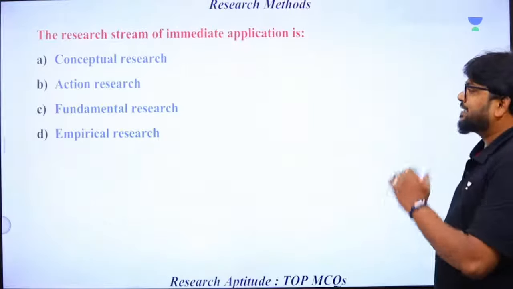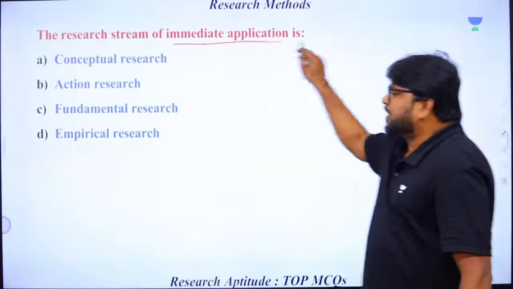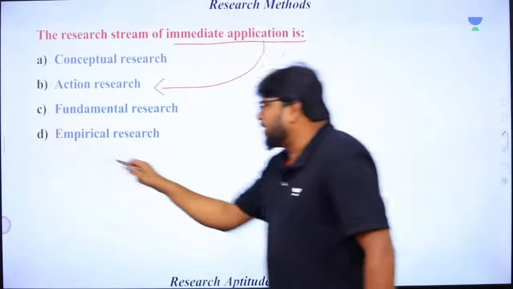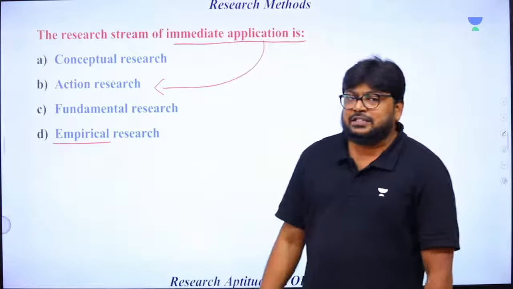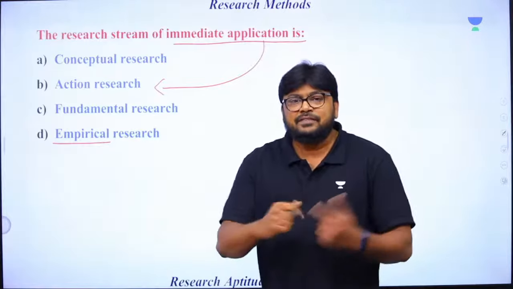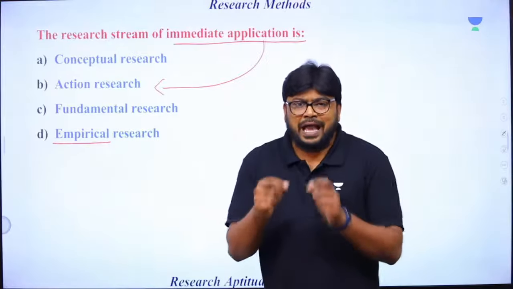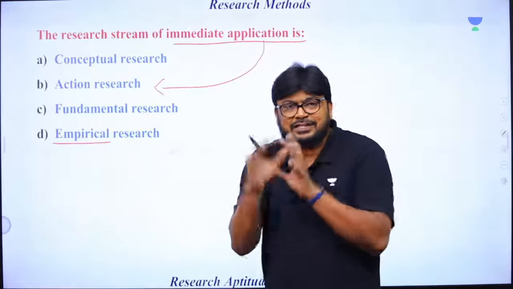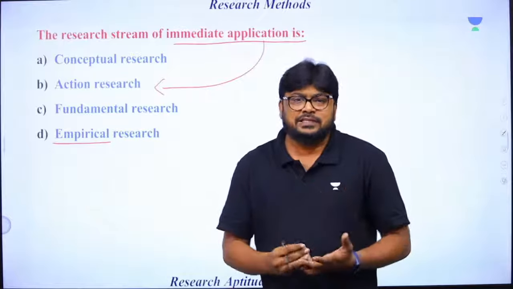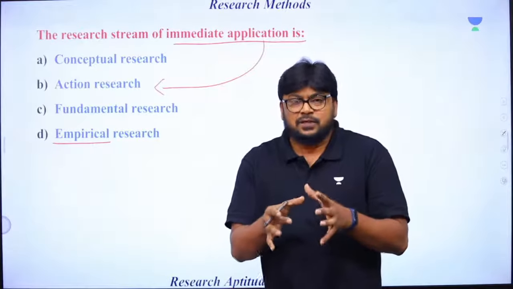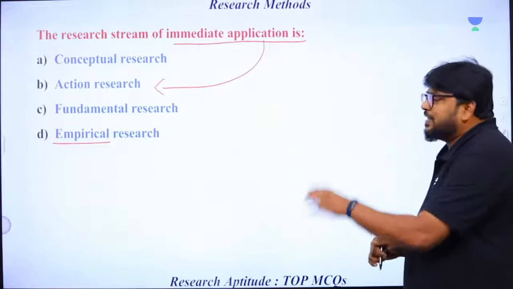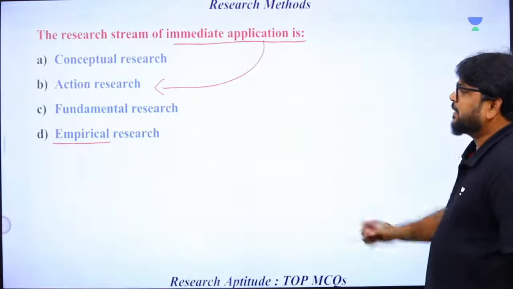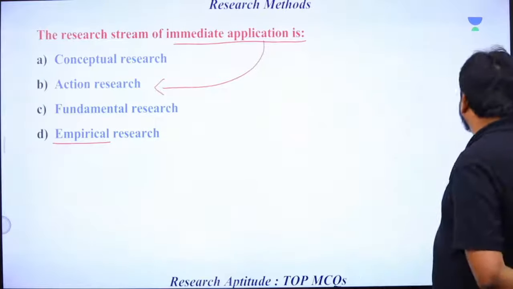Next, the research stream of immediate application, immediate solution is action research. So there is one interesting word added here. Type of research: empirical research, evidence based. Do you have some evidence? Then present it to the court. You might have heard this type of terminology in some movies. Empirical is evidence based. What is the evidence for this? Do you have any research reports which you have conducted? This is called empirical research, but the answer for this question is action research.